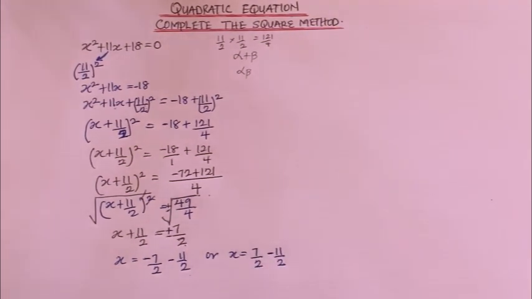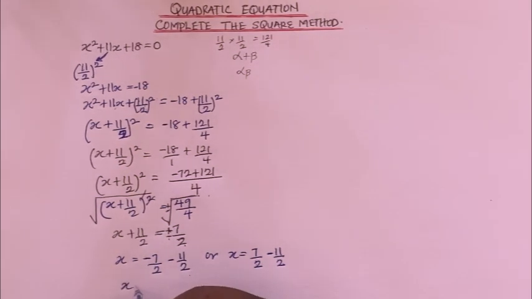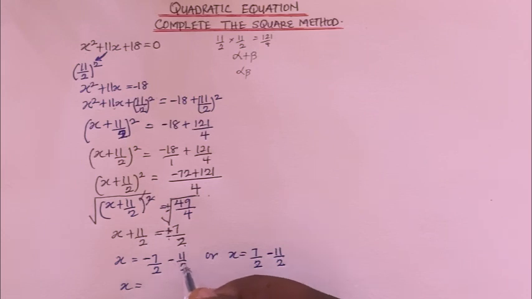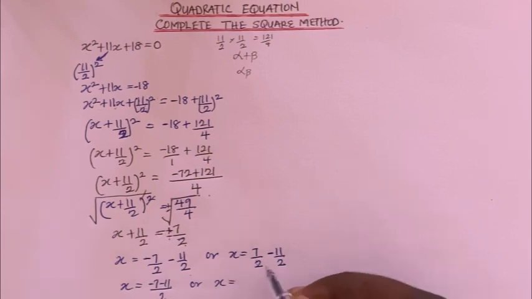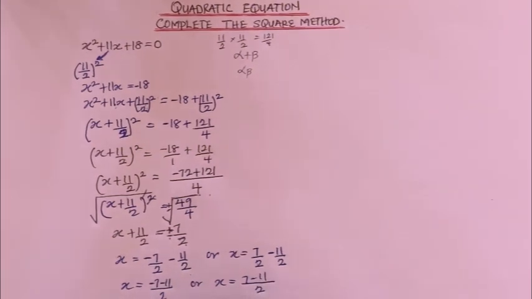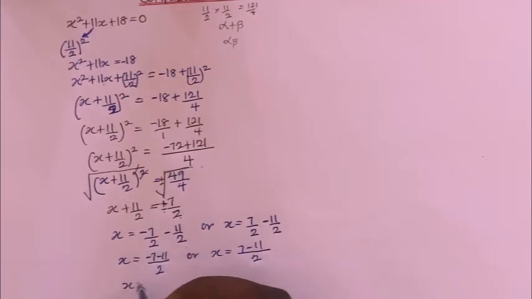So we have two roots of x. But what I'm going to do is simplify further, so that I'm going to have x equals minus 7 minus 11 divided by 2. This should be 2 here, then minus 7, then minus 11. Here also I'm going to have x equals to that. This is 2 here, then I'm going to have 7 minus 11.